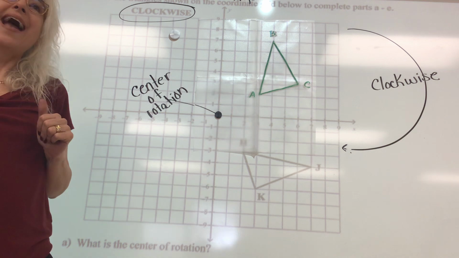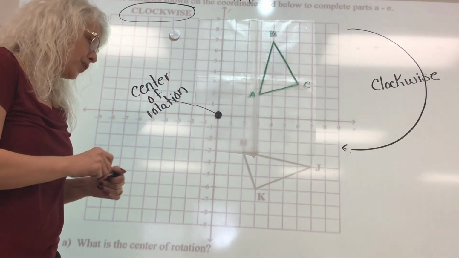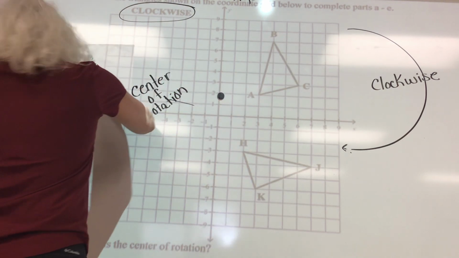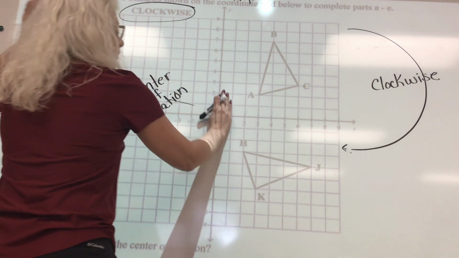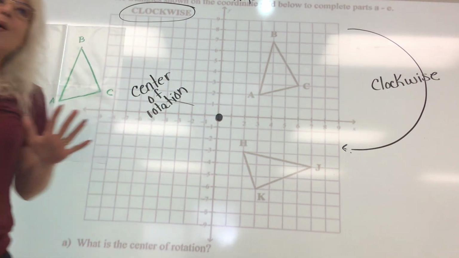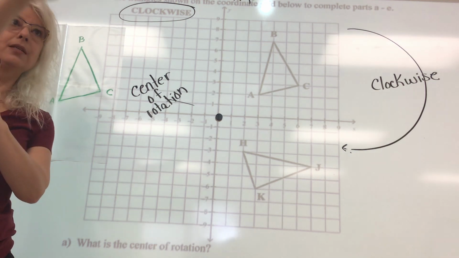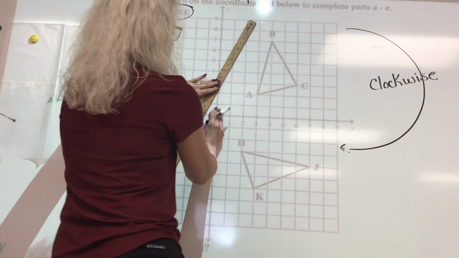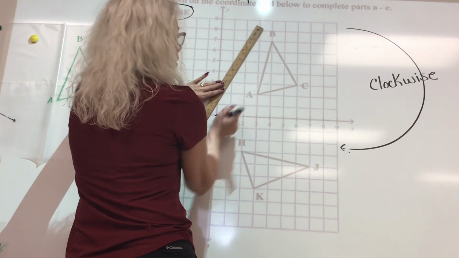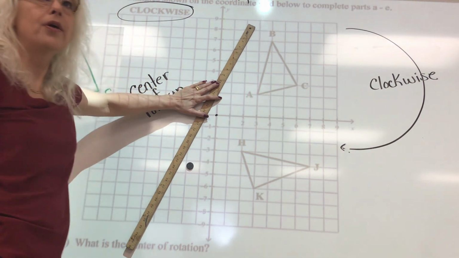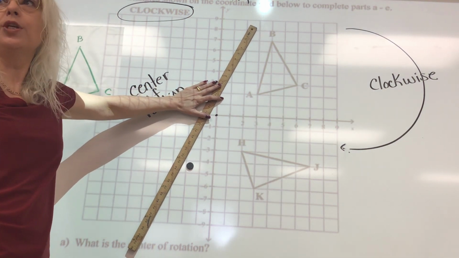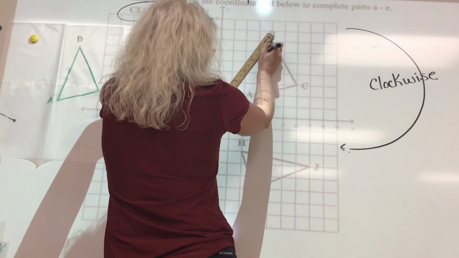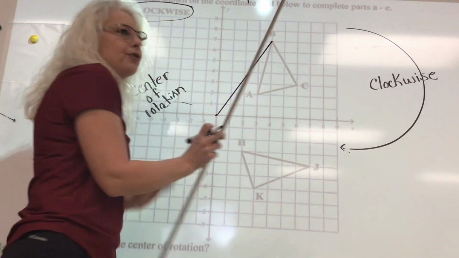We need to figure out how many degrees that was turned. I'm going to move this because that's just going to get in my way now. The way to figure out how much of a rotation I turned it, I'm going to draw a straight line from the center of rotation to any of the points on the pre-image. Do you want me to use point A, B, or C? B. B, okay. I'm going to go from point B to the center of rotation. You see, I just drew a line.